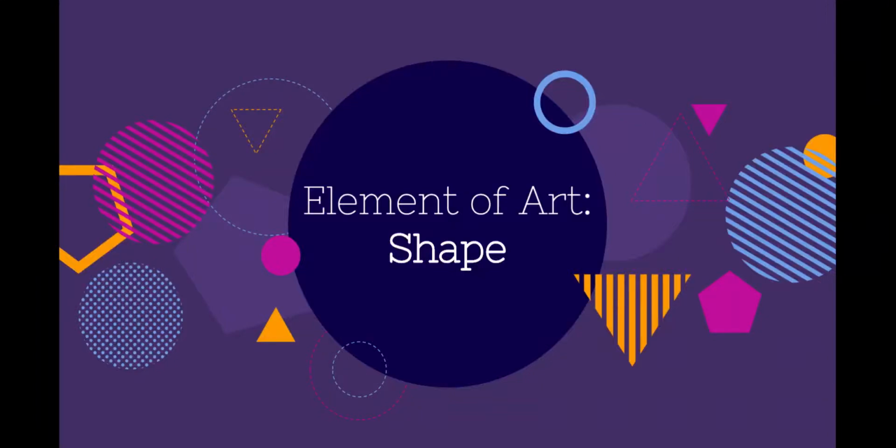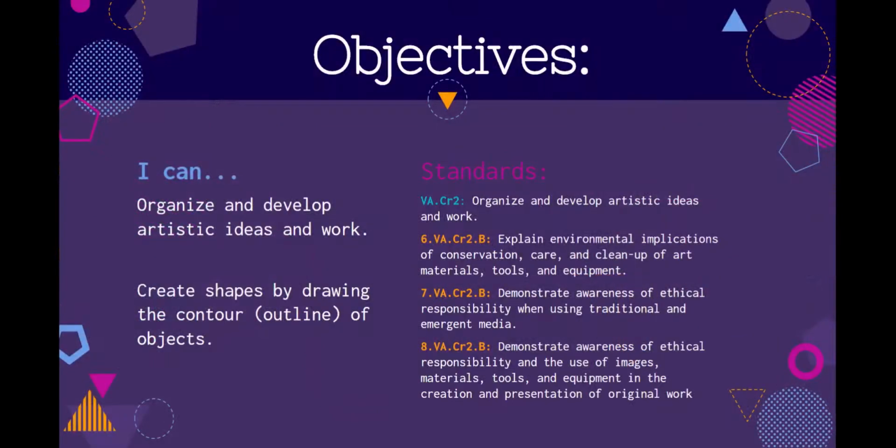Today's lesson is on the element of art called shape. The objectives for the lesson are for you to be able to say, I can organize and develop artistic ideas and work, and also, I can create shapes by drawing the contour or outline of objects.